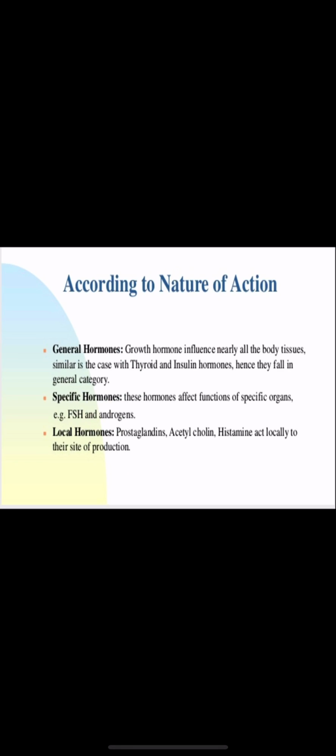Then according to the nature of action, some hormones are known as general hormones, some are specific hormones, and some are local hormones. General hormones act on nearly all the body tissues, like thyroid hormone, insulin, and growth hormone. Specific hormones affect functions of specific organs, like FSH and androgens. Local hormones are the ones that act locally at their site of production, like prostaglandins, acetylcholine, and histamine. They all act at the site of their production.